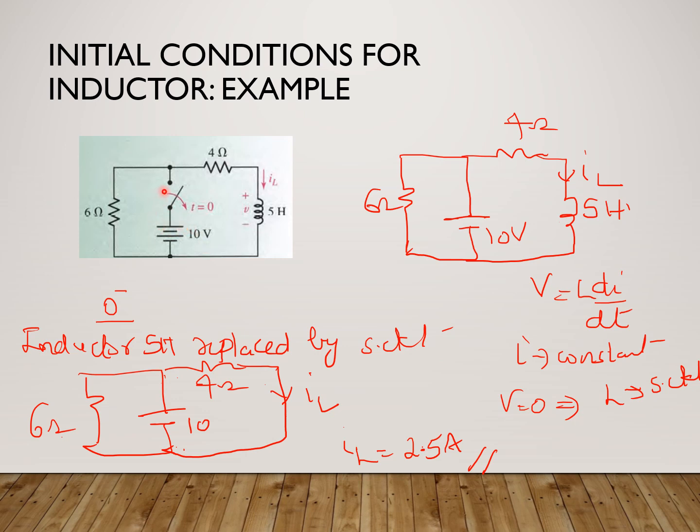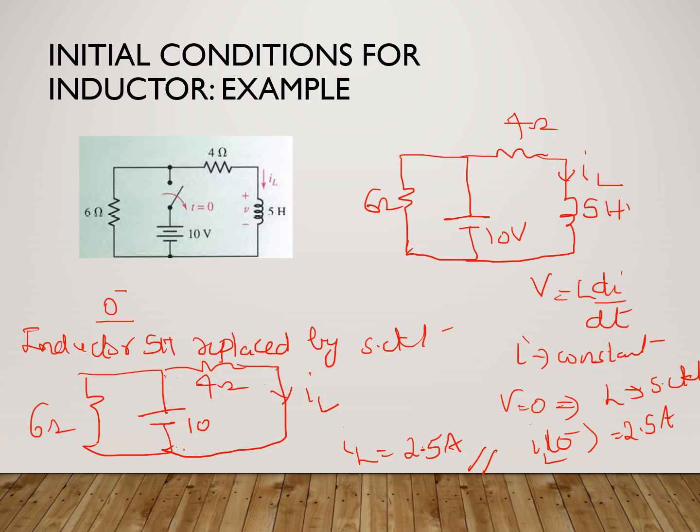At time t equals 0, the switch is getting opened. Before that, the switch was closed for a long time so that the system has reached steady state. Once it is in steady state, we replace the inductor by the short circuit and find the current through it. It is the same current which flows through the 4 ohms since they are in series. The current is 10 divided by 4, which is 2.5 ampere, and this is nothing but IL(0 minus), which is 2.5 ampere.